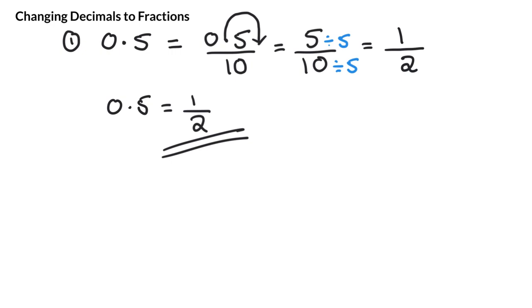Let us take another example. 6.24. Is this a rational number? Yes. Why? Because the decimal is a terminating decimal. So if it is a rational number, it can be written as a fraction. Because it is a terminating decimal, can I write this as 6.24/1? Okay, let's shift the decimal point.